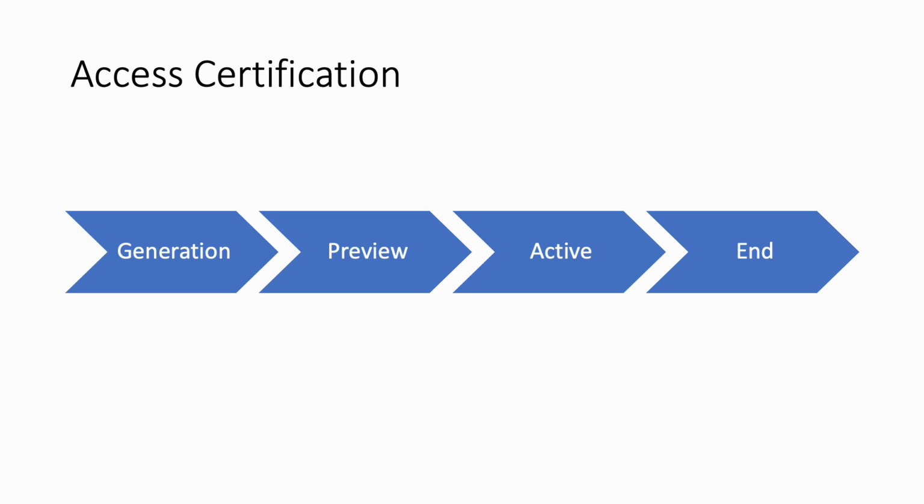Certification stages are generation, preview, active, and end. In the generation stage, IdentityNow generates the certification based on the parameter set. The speed of this step depends on the amount of data and complexity of the certification criteria. In the preview, administrators review the generated certification list to ensure accuracy. They can cancel, start, or reassign certification during this step.